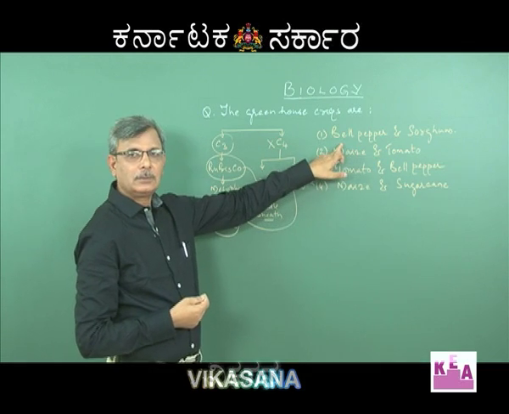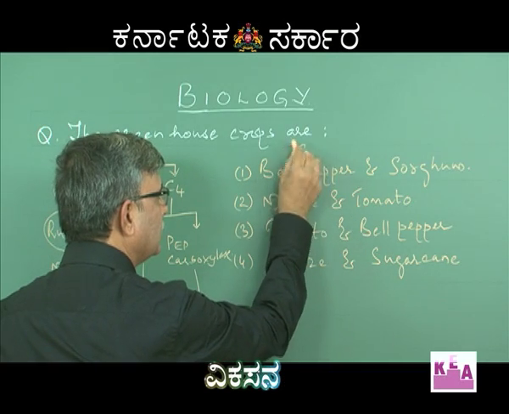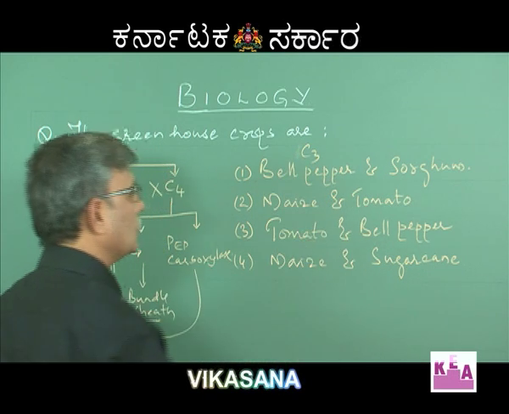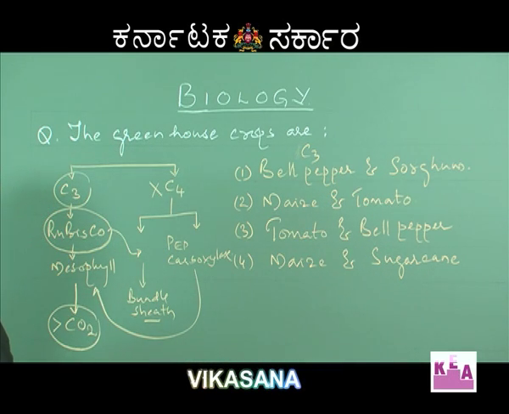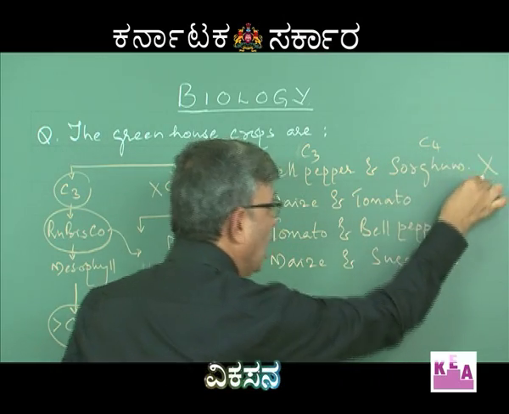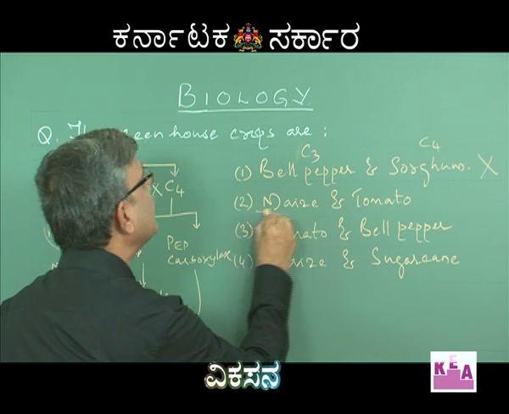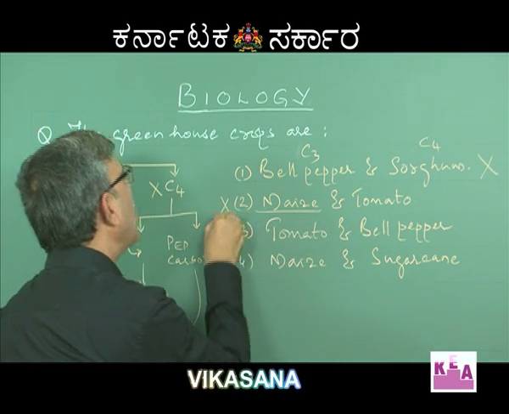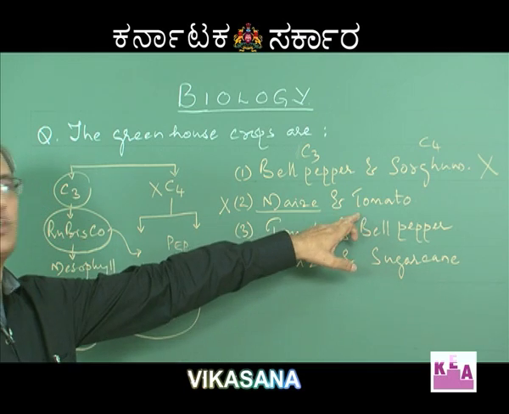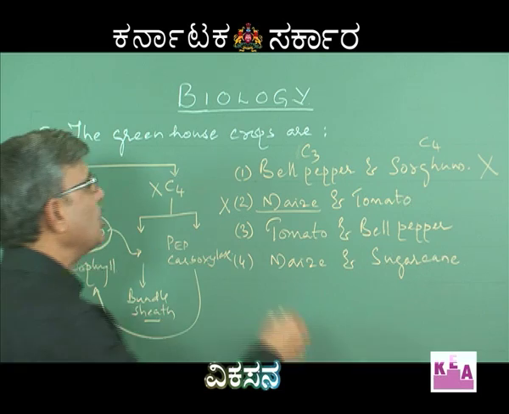Bell pepper is a C3 plant. Sorghum, jowar, it is a C4 plant. So, this cannot be an option. Maize, again it is a C4 plant. Thereby, even option 2 is wrong. Tomato is C3. Tomato and bell pepper both are C3 plants.